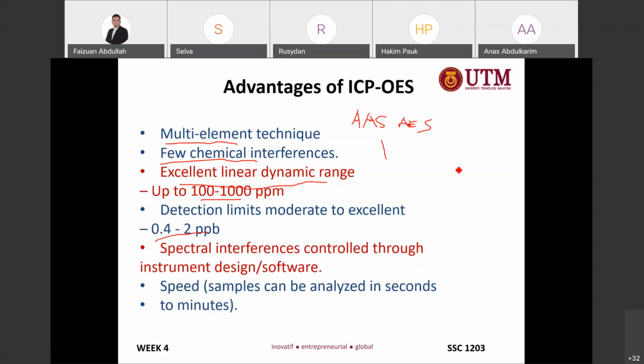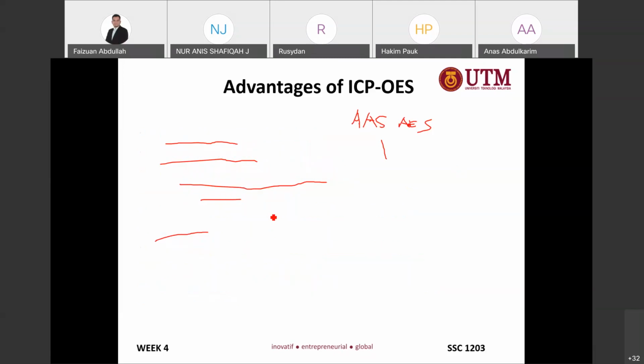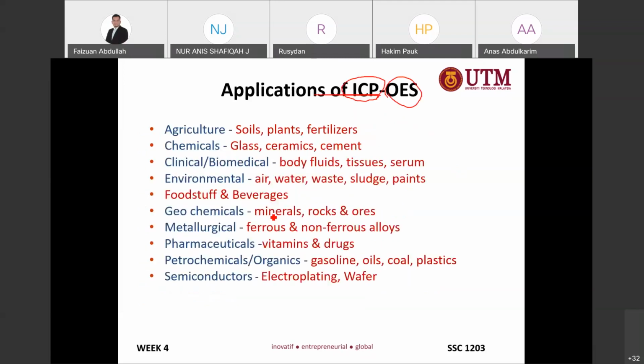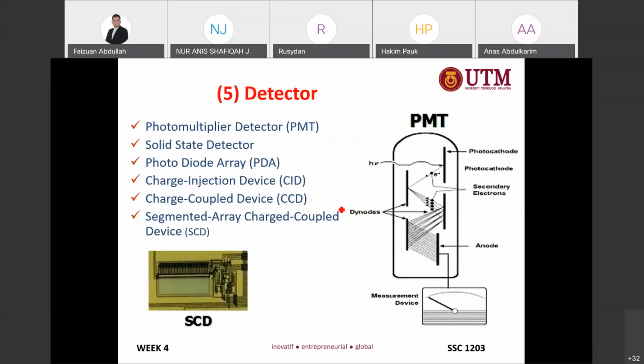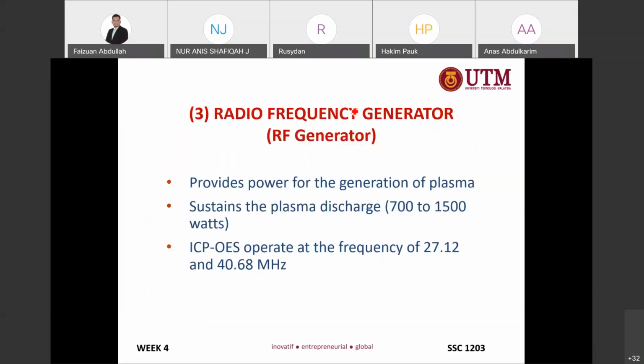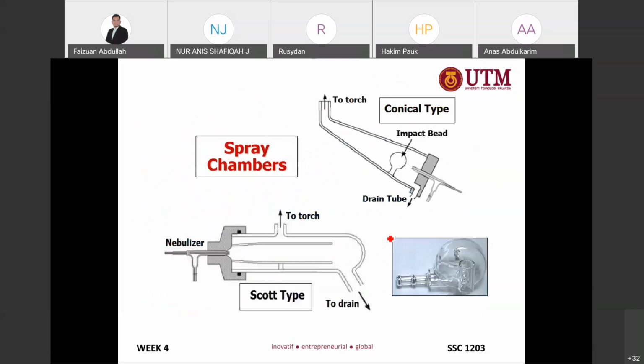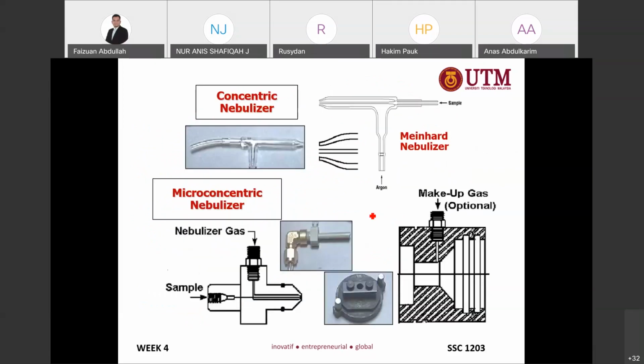We stopped at the quiz, and then we need to start at the nebulizers before that, before this subtopic. Oh, we stopped at the quiz. Sorry for that. Okay, sorry.